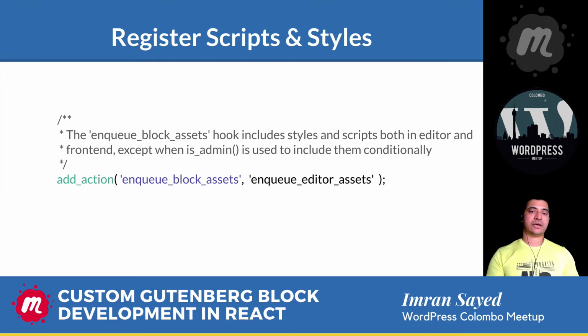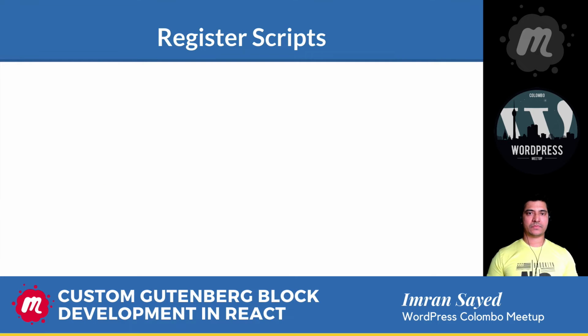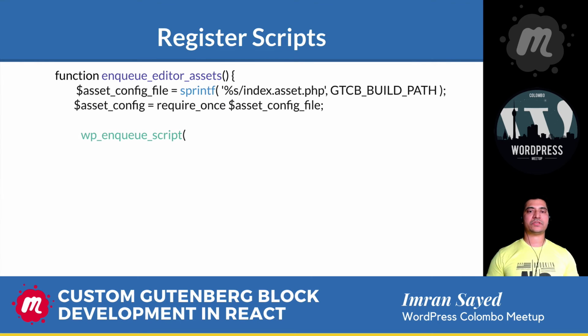Okay, but in our case, we need this, so let's go with that. And you also have an option to optionally check using isAdmin, to include these styles and scripts conditionally as well. Okay, so that's our custom function, which is hooked onto that hook. And inside of this custom function, what we basically do is we get hold of that asset config file, which I just showed to you, index.asset.php. We require it, and then we use enqueue script. We pass the GCDB block.js.